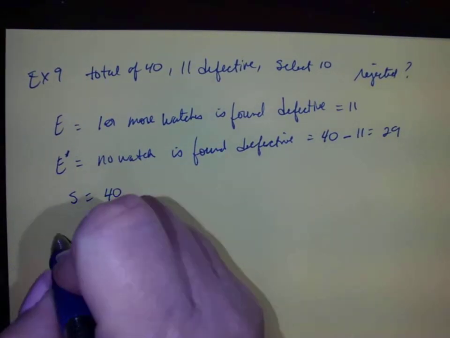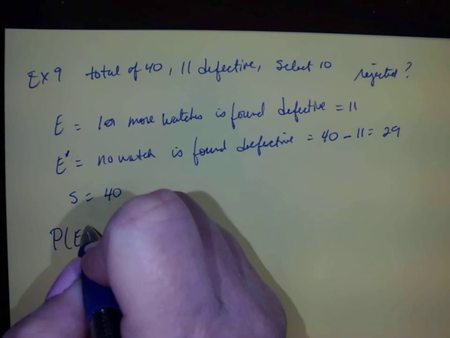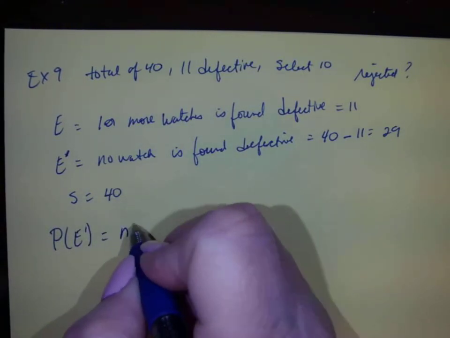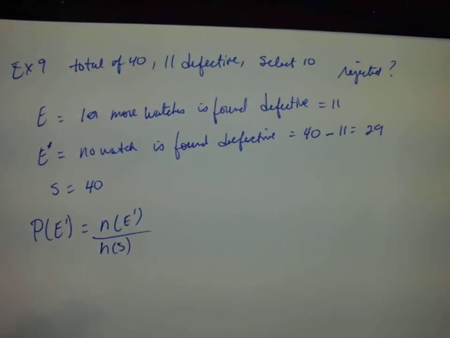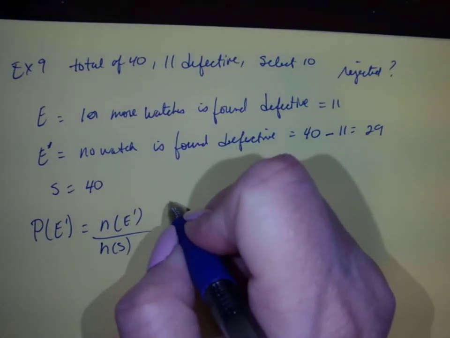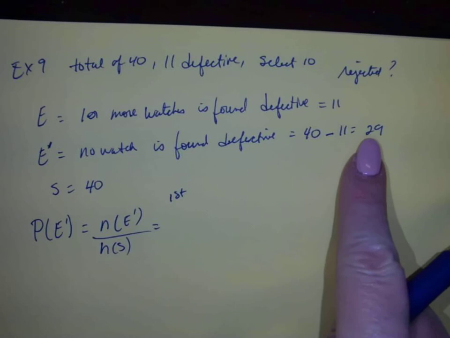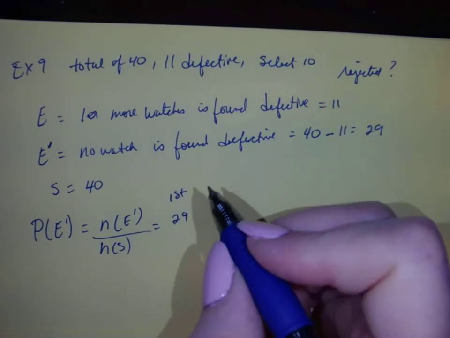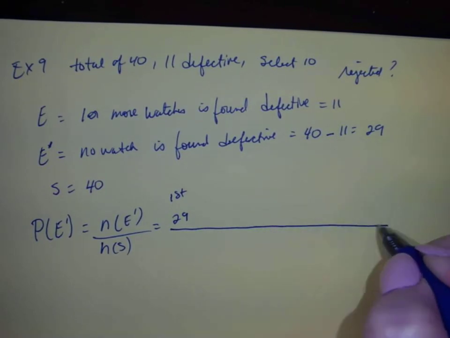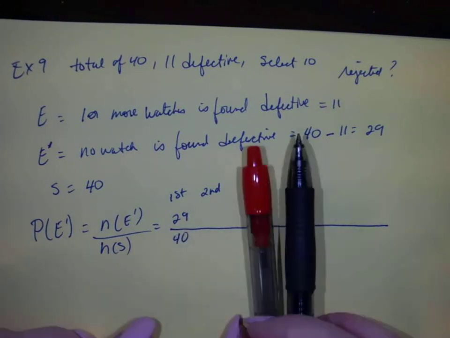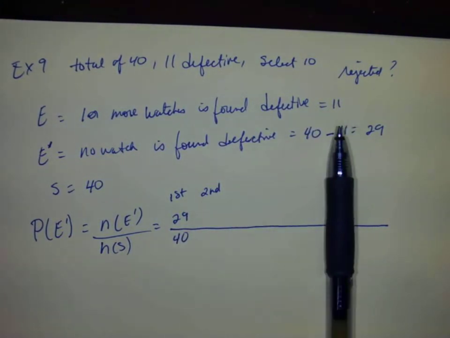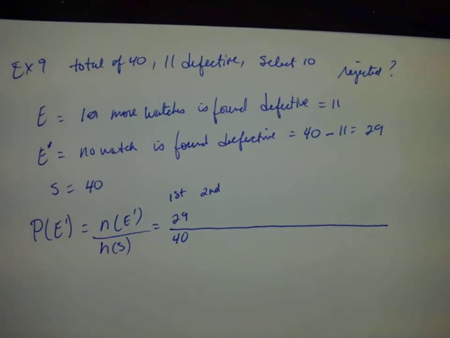So what I'm going to show you is that we're finding the probability of our complement, not a defective watch, which will be equal to the number of not defective over the number of the total. Now we're going to draw out 10 watches. When we draw the first watch, the number of non-defective watches to choose from is 29 out of the total of watches, which is 40. When we draw the second time, we took that watch out, so now we have one less watch. So we're taking them out without replacement. That means now there's only 28 non-defective watches to choose from out of 39 watches.